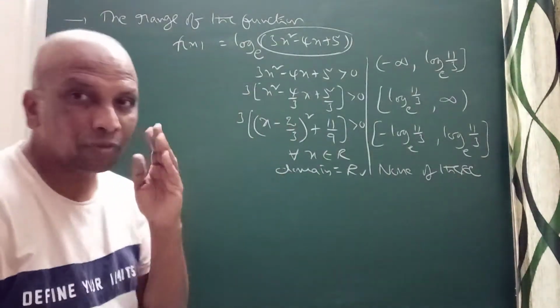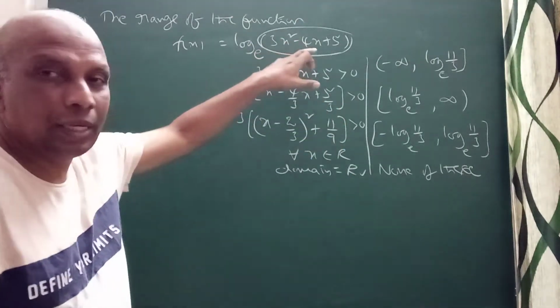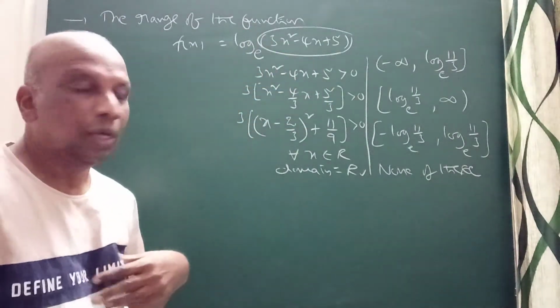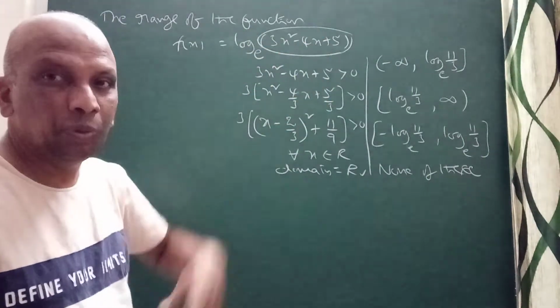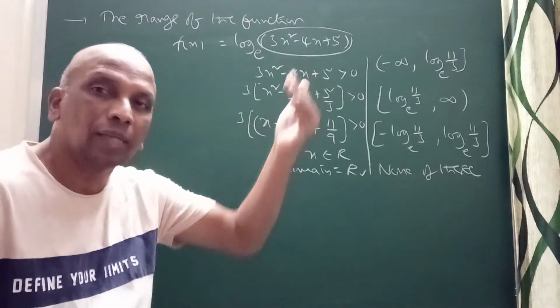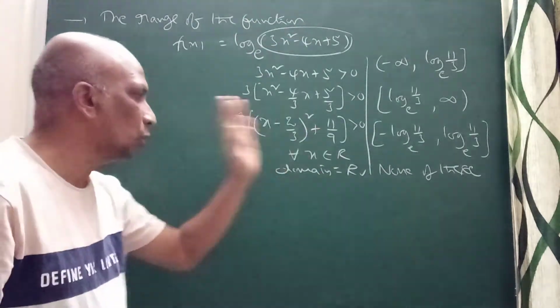So is there any other way? Yes, another way is also there. I can decide this is a quadratic expression, an upward parabola, since the coefficient of x square is positive. Check the discriminant is negative. Since the discriminant is negative, the parabola is above the x-axis. For every value of x, this gives positive. That way you can decide the domain is equal to R.